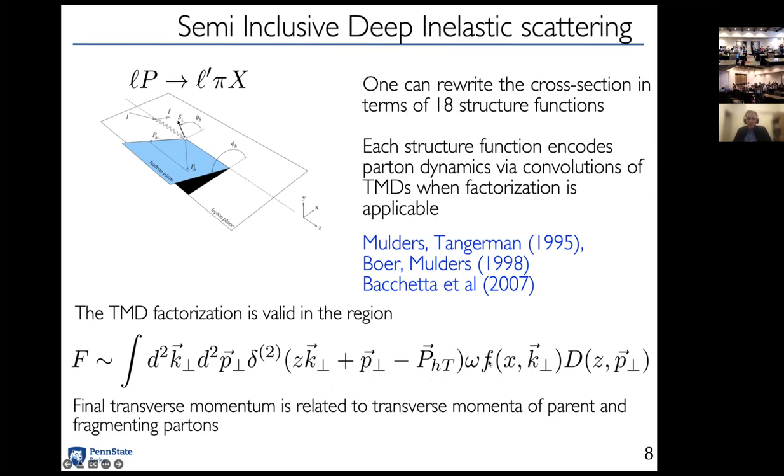Now there may be some different weights here, which we'll look at in a moment. And again, we will have these two TMDs. One will describe the distribution, one will describe the fragmentation. So that's the correlation of the momenta of the quarks in the momentum space.